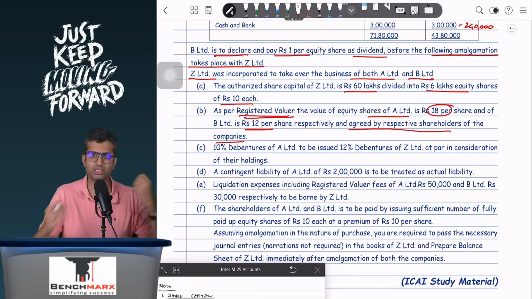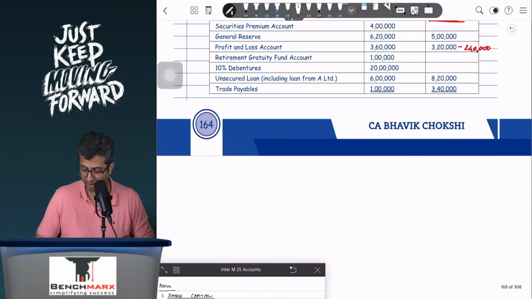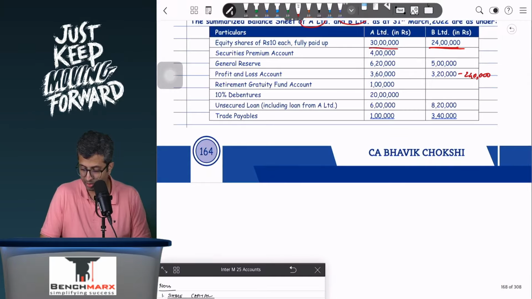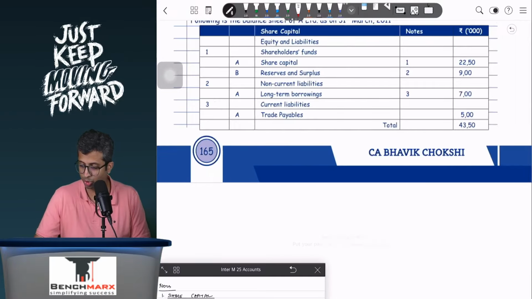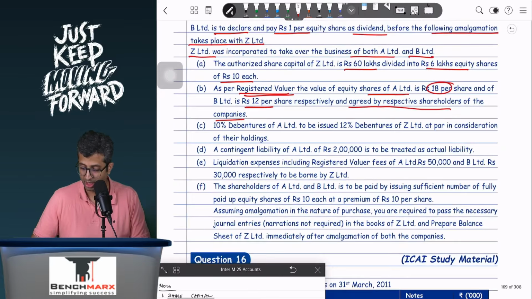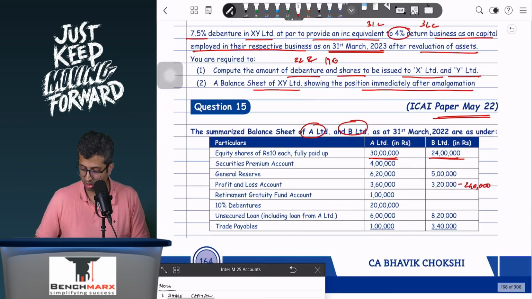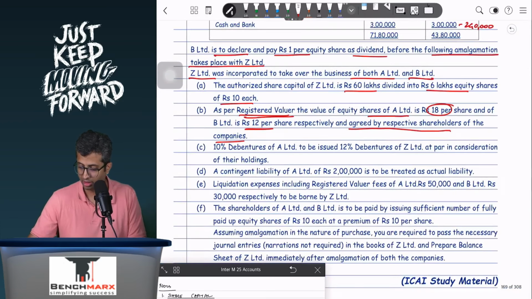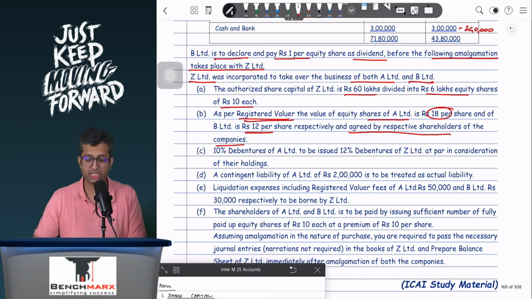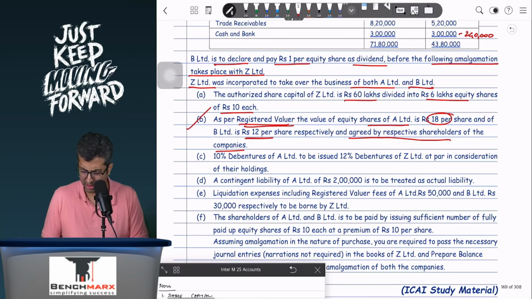What does this mean? This means that the payment that you are going to make is based on 18 rupees per share of A. So total consideration will be, can I say 3 lakh shares into rupees 18? 3 lakhs into 18, that comes to around 54 lakhs for A, and around 2 lakh 40 into 12. 2 lakh 40 into 12, that comes to around 28 lakh 80,000 for B. So this is a slightly new adjustment.